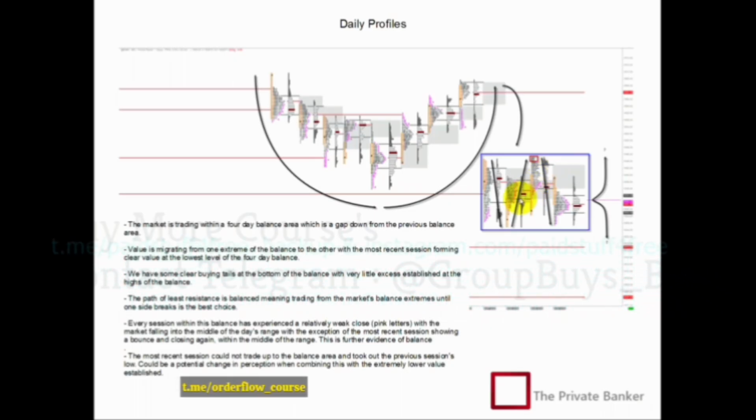And then the last thing, the most recent session could not trade above the balance area and took out the previous session's low. So we opened all the way up here and really just no follow through there, came down, took out that previous low. But of course, once we did reach the lower end of our overall balance, buyers stepped in again.